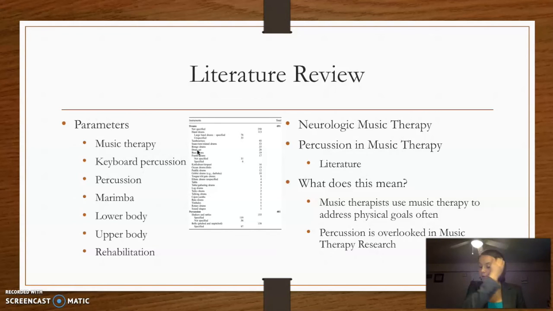Marimba and other keyboard percussion instruments use balance and upper body strength, and therefore it seems logical to include them in treating and rehabilitating diagnoses that affect movement in these regions.